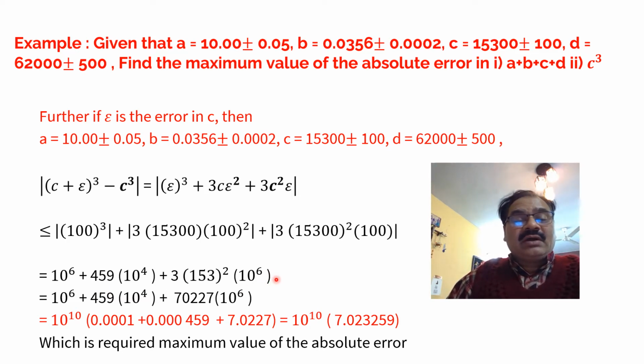Now you must remember whenever we deal with such problems, we always go for the expanded form. In expanded form, you can take 10 power 10 outside, and then you may be able to write it in decimal position. It means this will be the required maximum value of the absolute error in this case.